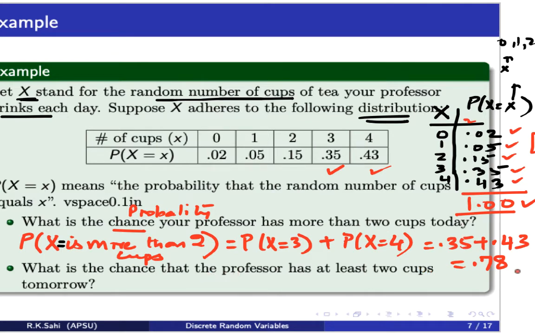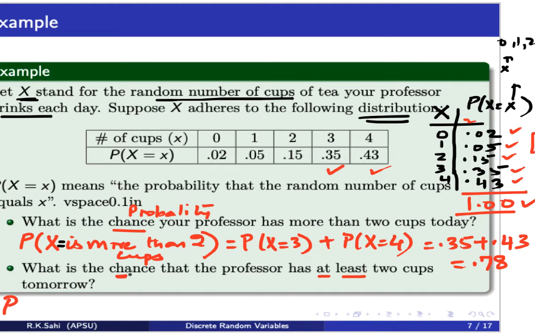What's the next question? Next question says, what is the chance that the professor has at least 2 cups tomorrow? Okay, so at least, that means the minimum the professor is going to have is 2. Well, there's a possibility of her having 3 or her having 4. How do we write this one? So let me read it this way. Now remember, chance means probability. So I'm basically reading the sentence and breaking it down into smaller parts.